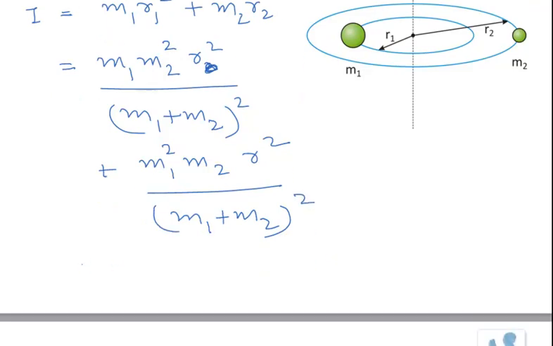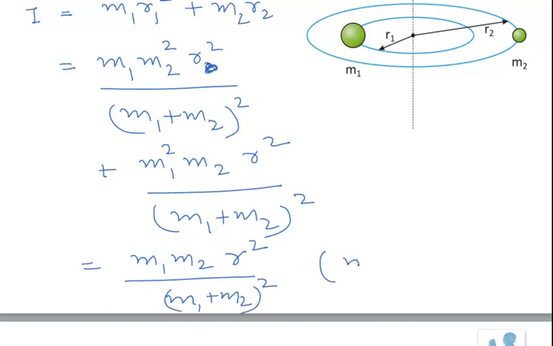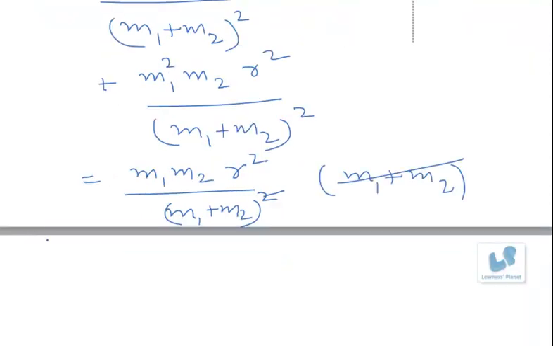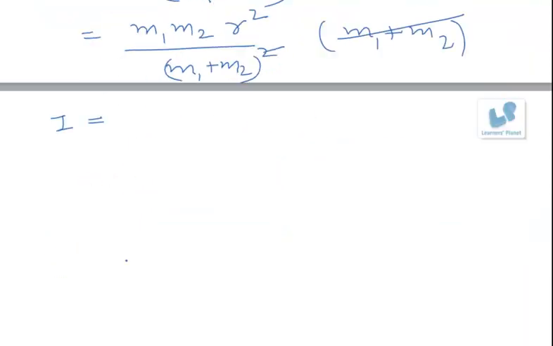Okay, now we can take m1 m2 r square upon m1 plus m2 whole squared as common, and we will get m1 plus m2. This will cancel out this expression, so the moment of inertia I is given by m1 m2 upon m1 plus m2 times r squared. Okay, this term is also known as the reduced mass.